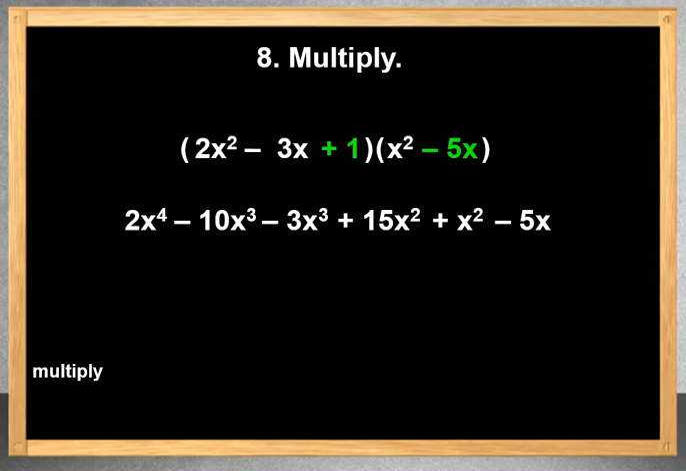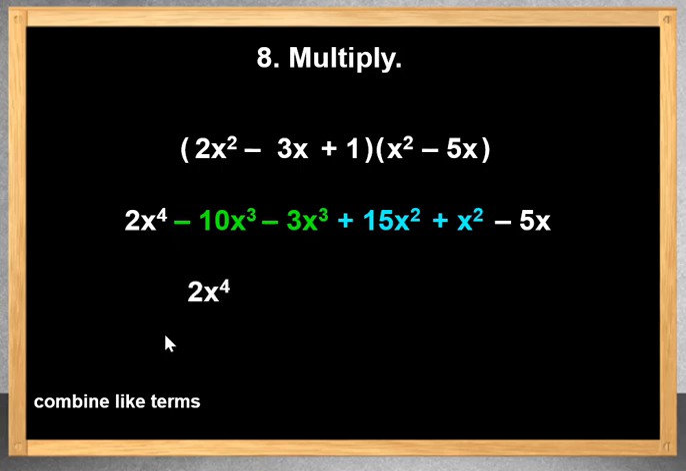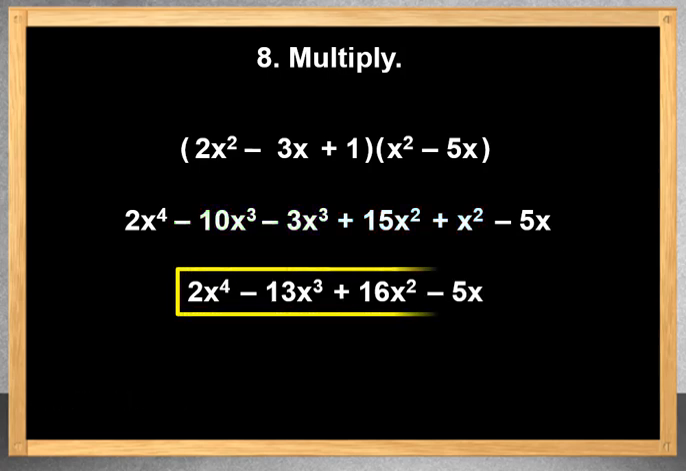Okay, now like terms. Let's look for like terms, those that have the same exponent. Okay, so we've got these two, x cubed, and we have these two, x squared, so we'll combine those. So we'll start with 2x to the fourth, those two minus 13, add 15 and 1 is 16, minus 5x. And there you have multiplying a trinomial times a binomial.